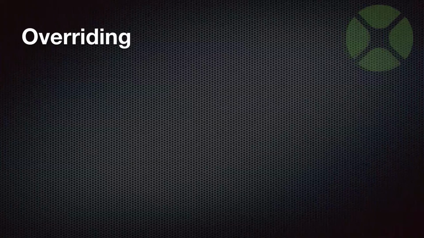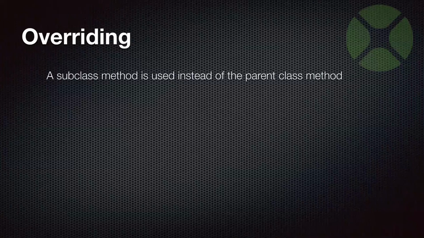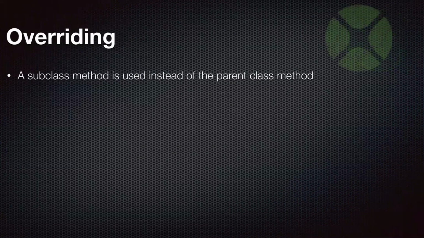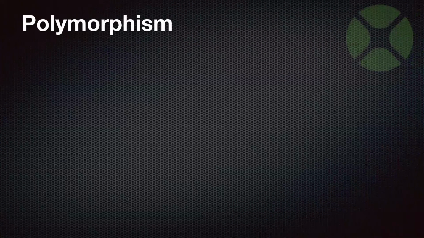And then when you do have a subclass, you can do something called overriding. And this is where a subclass method is used instead of the parent or the superclass method. And we'll look at some examples in a second of how that can be used.